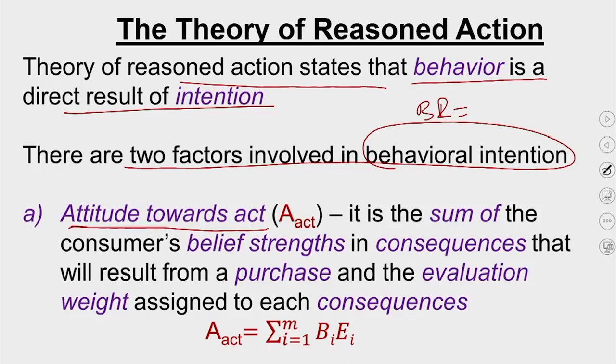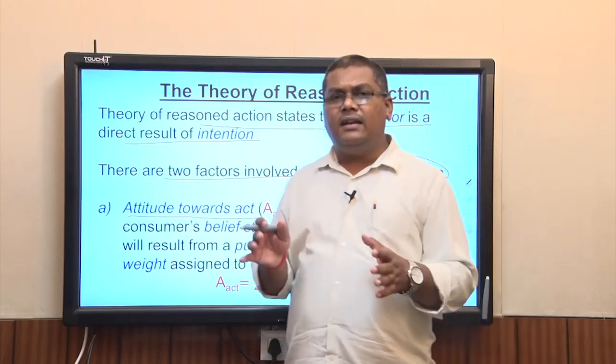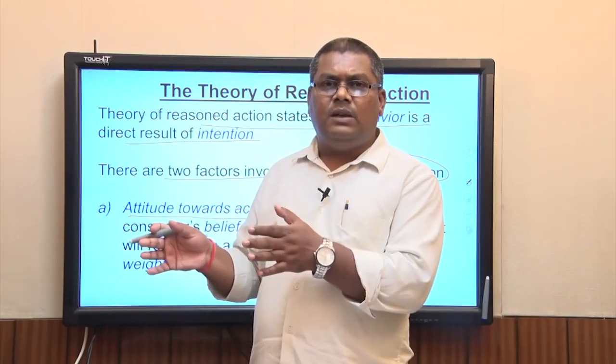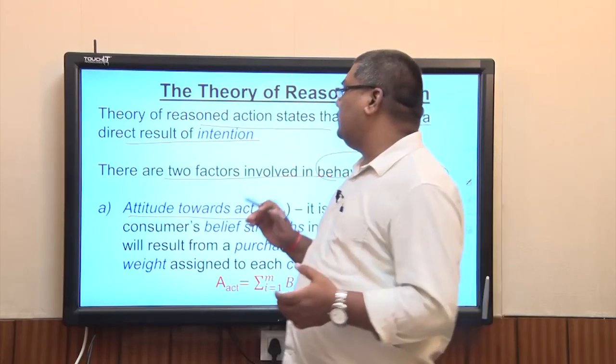My behavioral intention towards a purchase is actually a combination of my attitude towards the purchase, attitude towards the product, as well as what consideration I have for other people. So it's basically the Fishbein model with something added. In the Fishbein model, if I add the subjective norm, the normative belief, or the consideration of other people, it will turn out to be the theory of reasoned action.